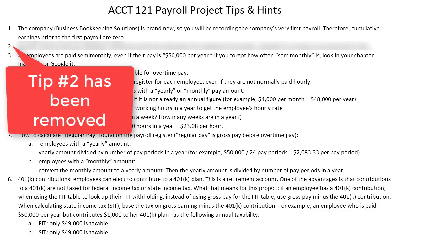Let's go over some tips and hints for the payroll project. The company that we're going to be doing the payroll project for is Business Bookkeeping Solutions, and they are brand new. So we're going to be recording the company's very first payroll. Therefore, cumulative earnings prior to this first payroll are 0.